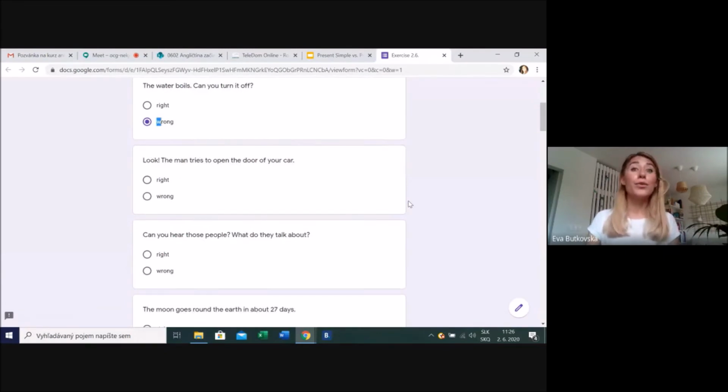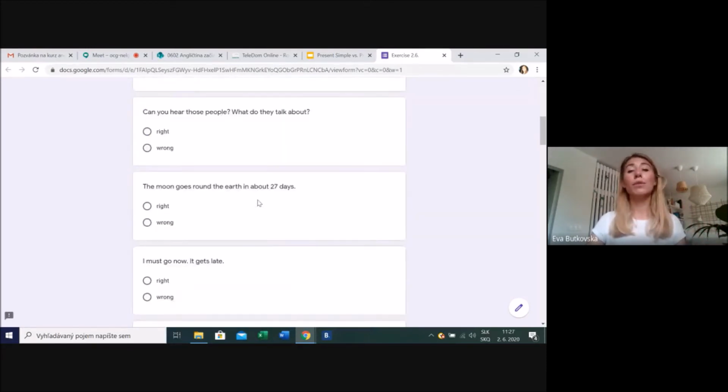Let's move on to number 3. Look, the man tries to open the door of your car. Is this sentence right or wrong? Think about it. This sentence is wrong. We would say, look, the man is trying to open the door of your car. It is not a fact. It is not a permanent situation. It is a temporary situation. It is happening now. So present continuous.